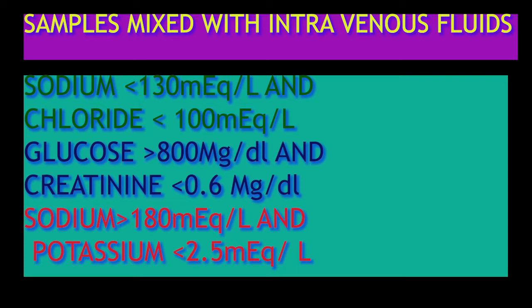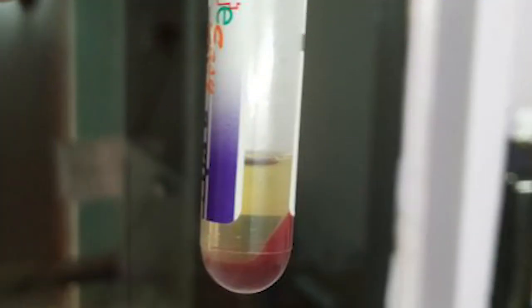Sodium more than 180 milliequivalents per liter and potassium less than 2.5 milliequivalents per liter suggests there is an intravenous fluid contamination in the sample. The chemistry lab should immediately inform other sections to alert them to the improper sample collection. A delta check can also indicate a shift in the result if a previous sample was done.